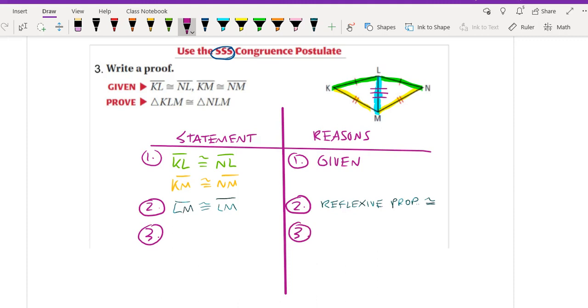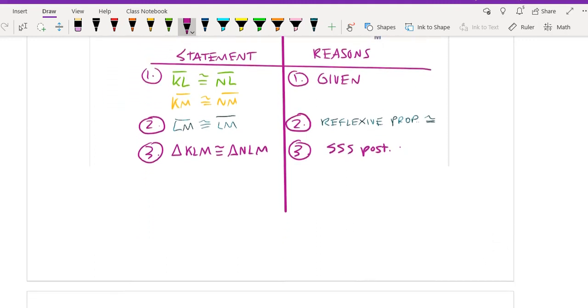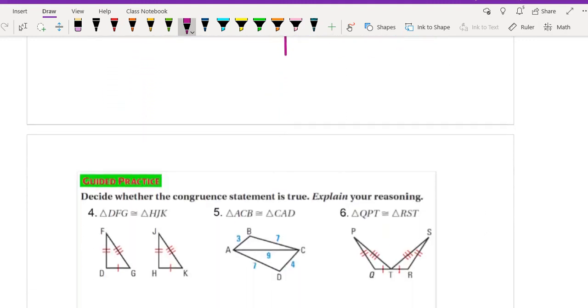We've shown that all sets of corresponding sides are congruent, so I can conclude that triangle KLM is congruent to triangle NLM because of the side, side, side postulate. Okay, side, side, side postulate. Pretty nice. That's a really short, really concise proof.